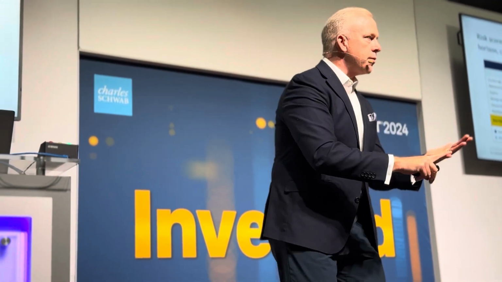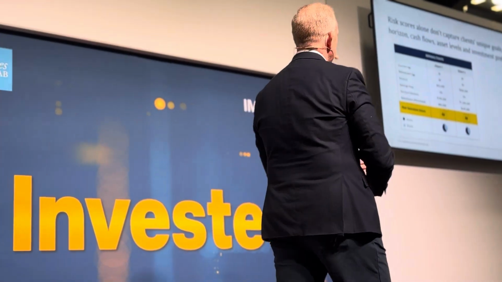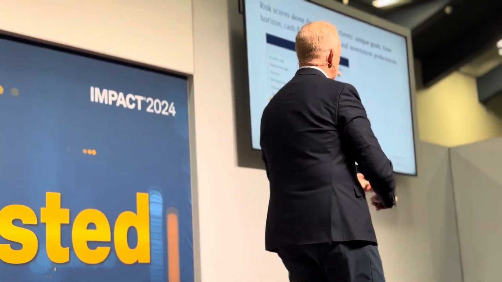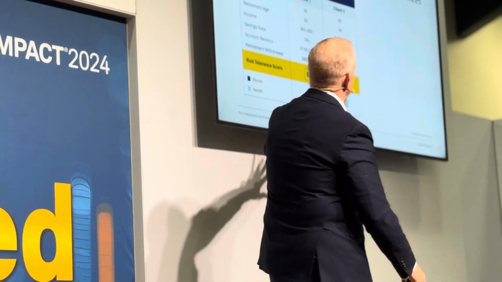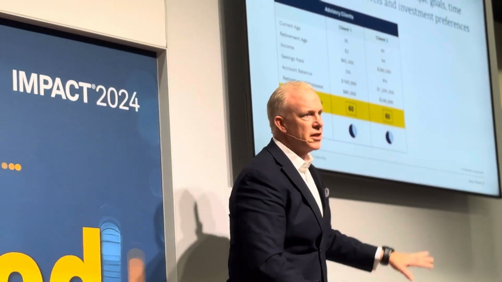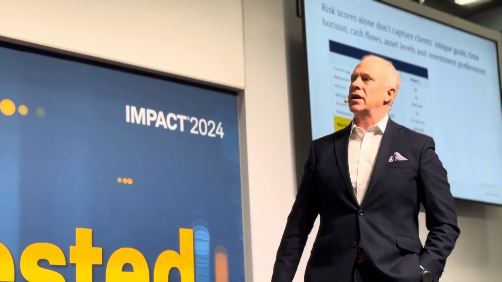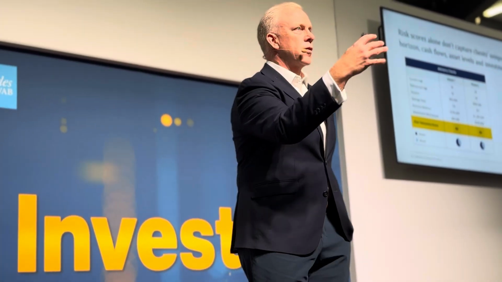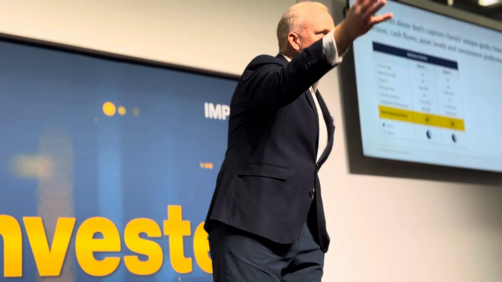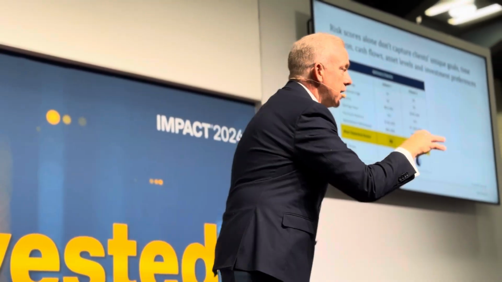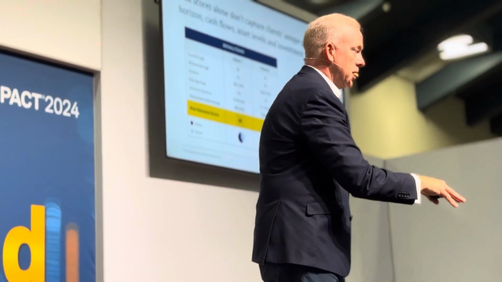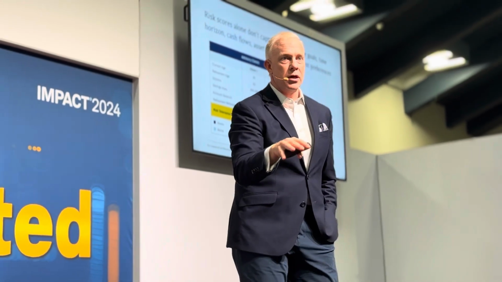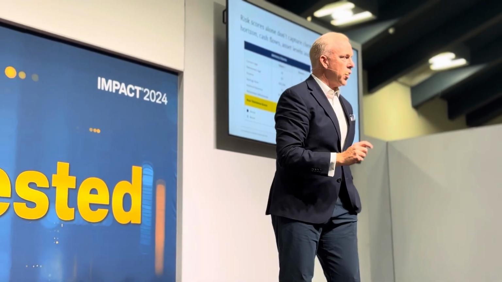Everything that matters. Your time horizon, your cash flows, your savings rates. I can go through here. Here's two simple examples. Two clients, vastly different ages, vastly different account values, vastly different savings rates. They have different withdrawal desires in retirement. Yet if they take the risk tolerance questionnaire and they answer it the same way, guess what happens? They get put in what?